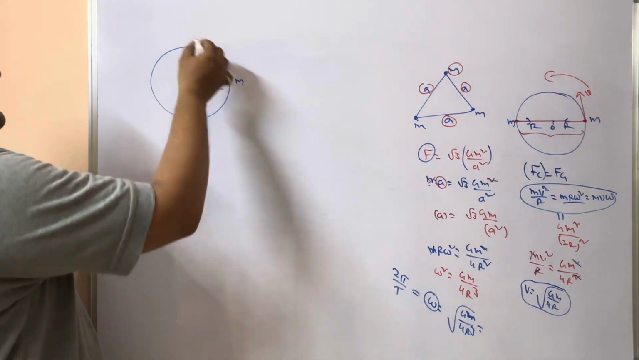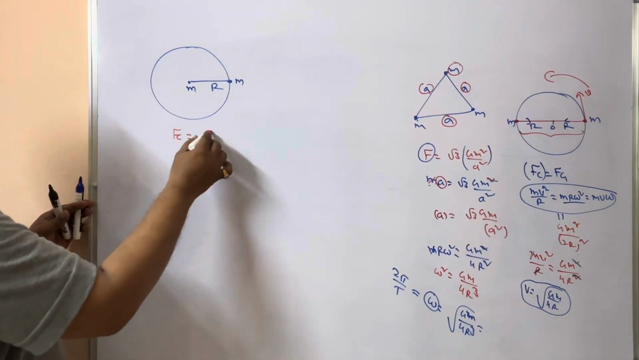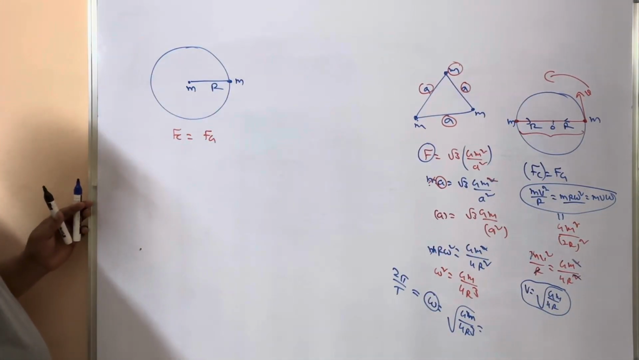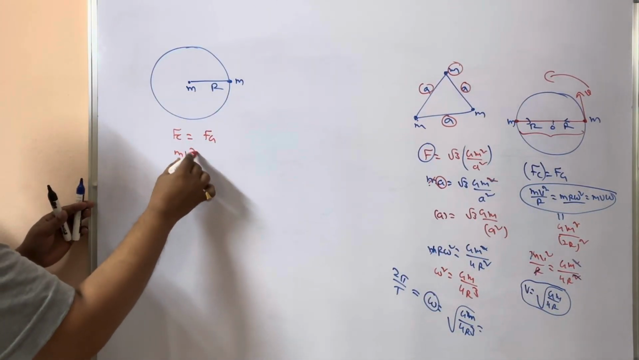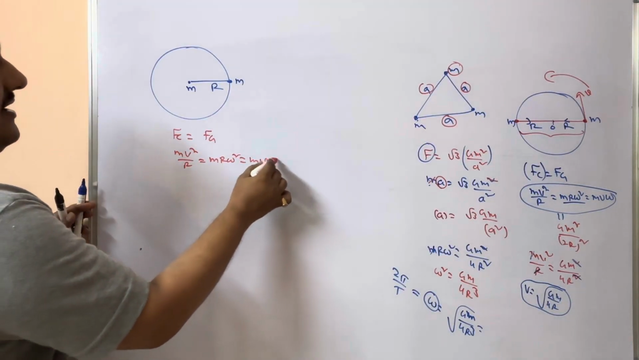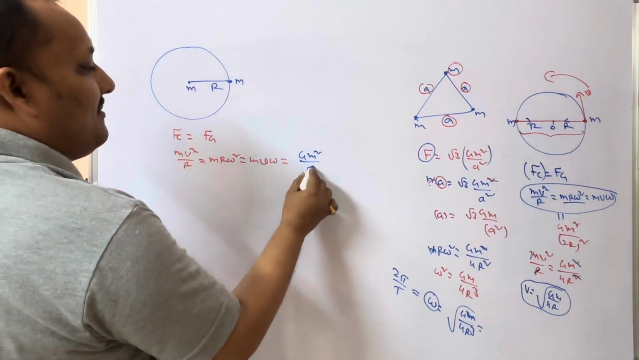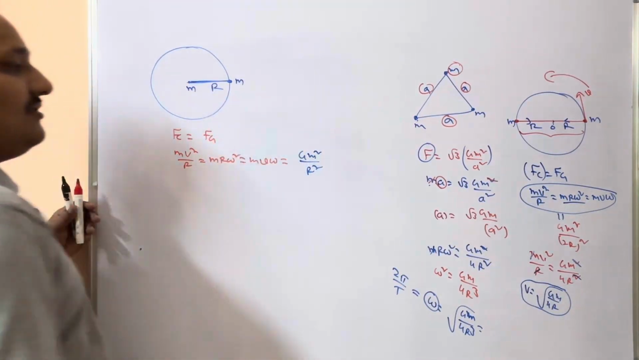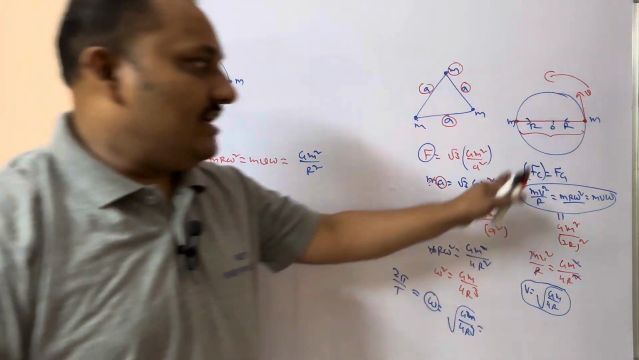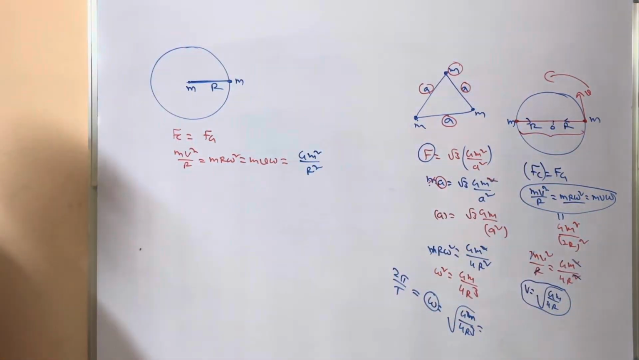Again, to move an object in a circular path, we need centripetal force, and that is equal to the gravitational force. What is the centripetal force formula? mv square by r, mr omega square, or mv omega should be equal to the gravitational force, G m square by r square. Small change here: in place of diameter 2r whole square, here you are going to get r square.